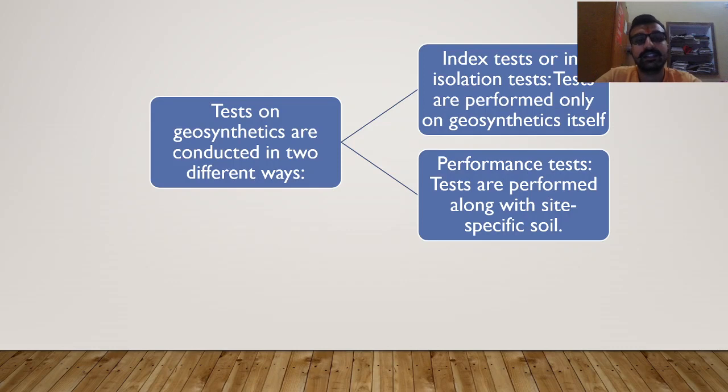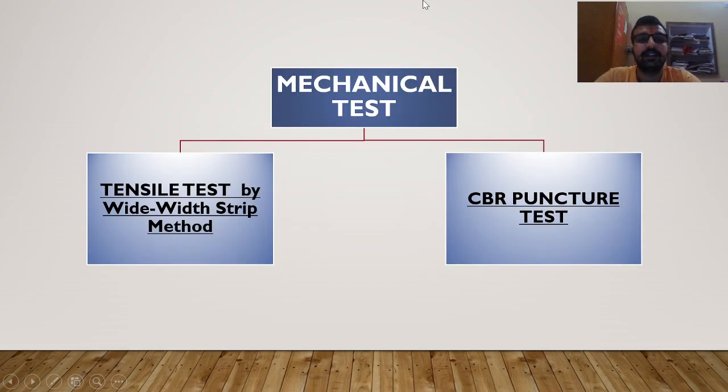Now the tests on geosynthetics are conducted in two ways. The first is conducted directly on the geosynthetics, and the second is conducted along with site-specific conditions. Now coming to the mechanical tests that I will be covering, the very first is the tensile test, which will be conducted by the wide width strip method, and the second is the CBR puncture test.